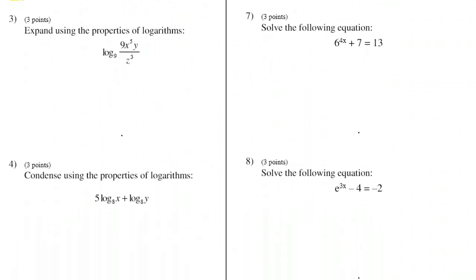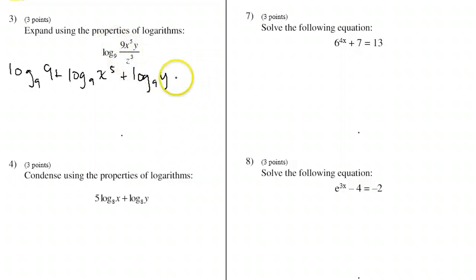For number 3, we want to expand using the properties. So this is just like what we just did, except here they actually just have the expression given to us. So let's write this out. This is going to be log base 9 of 9 times x to the 5th times y divided by z to the 3rd. So times expands into addition again. So a separate log for each one. So log base 9 of x to the 5th plus, times y again, so I have plus another log base 9 of y.